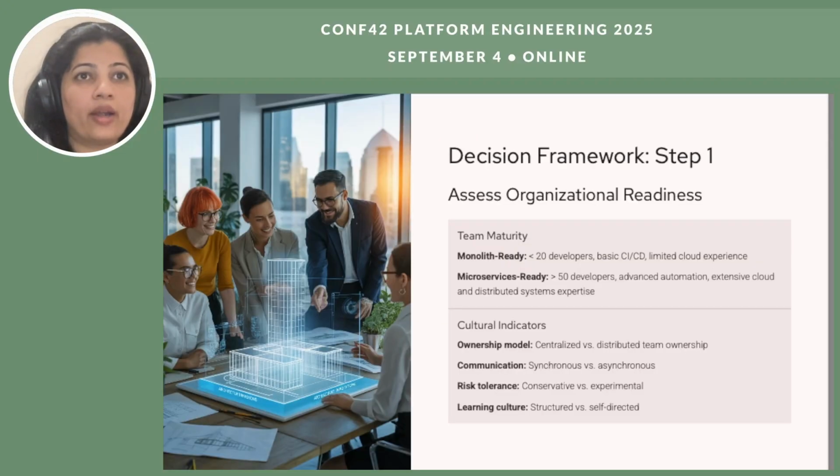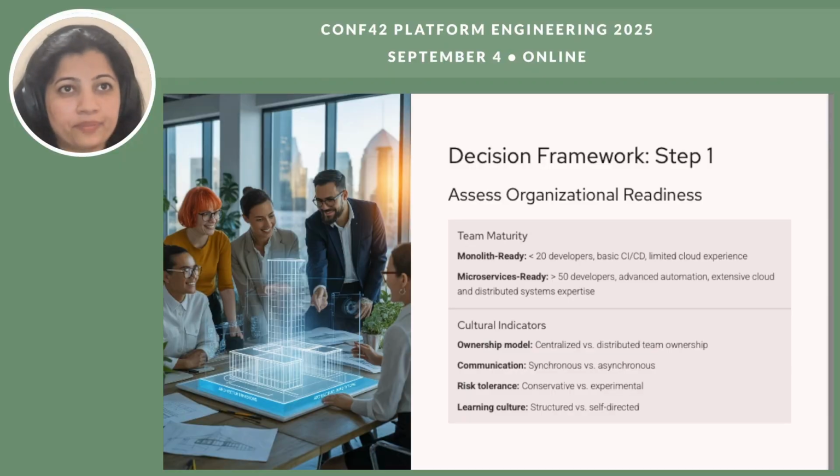So now we get to the $1 million question, at least the question worth hundreds of thousands of dollars. How do we decide? The first step is to assess organizational readiness. Team maturity is critical. Monolith fits small teams, under 20 developers with basic CI/CD and limited cloud experience, whereas microservices require larger teams, often with over 50 developers, with advanced automation and distributed systems expertise.